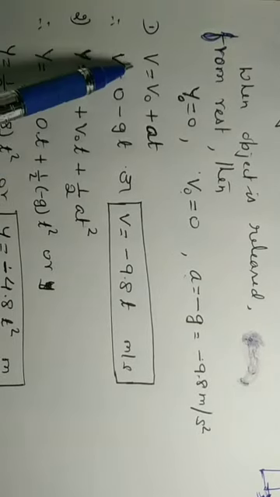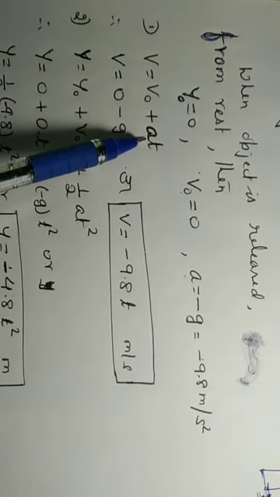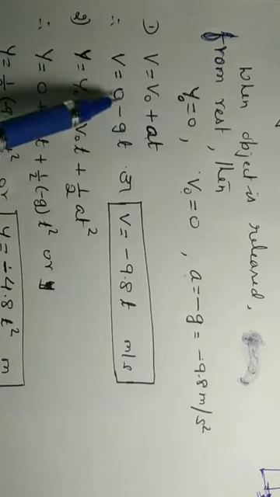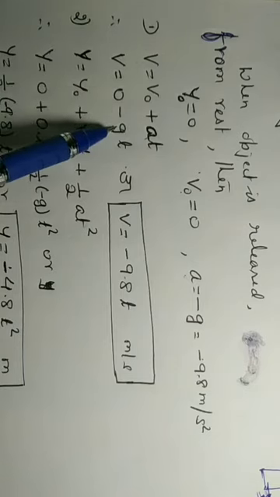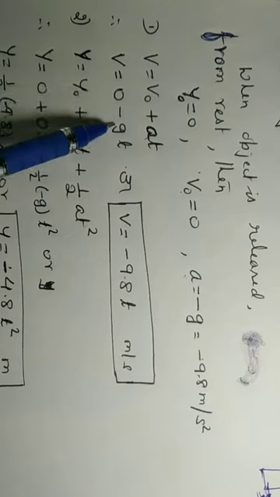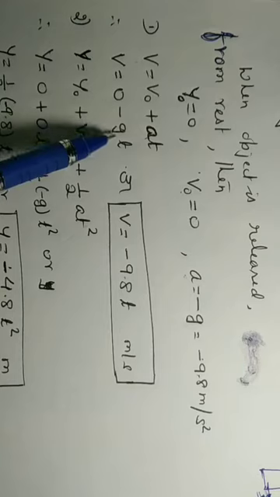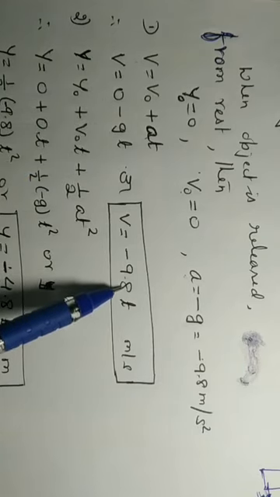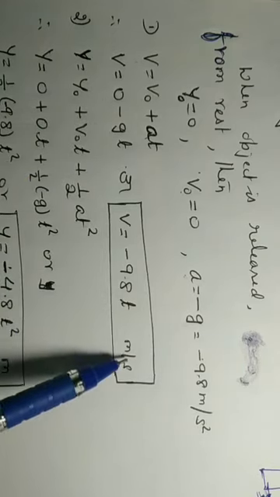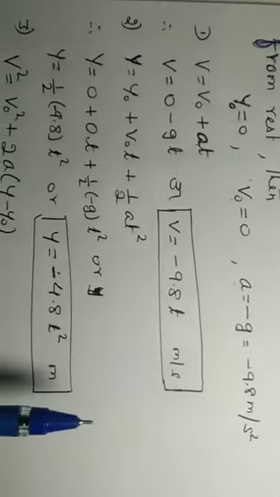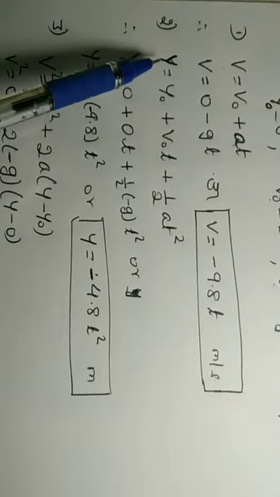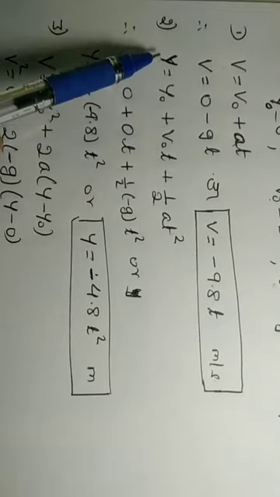Consider equation 1. We know v equal to v naught plus at, that is the first kinematic equation. Instead of v naught we can substitute 0, in the place of a we can substitute minus g, so we will get v equal to 0 minus gt. What is the value of g? 9.8, so you will get v equal to minus 9.8 t meter per second, that is the unit for velocity.